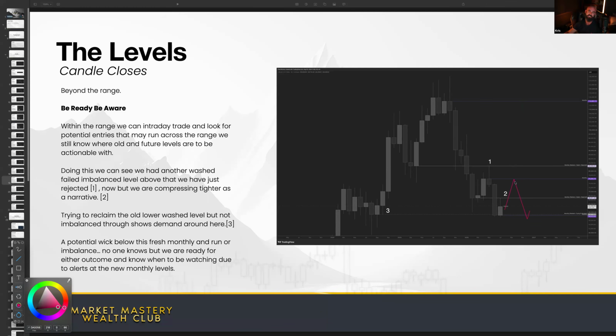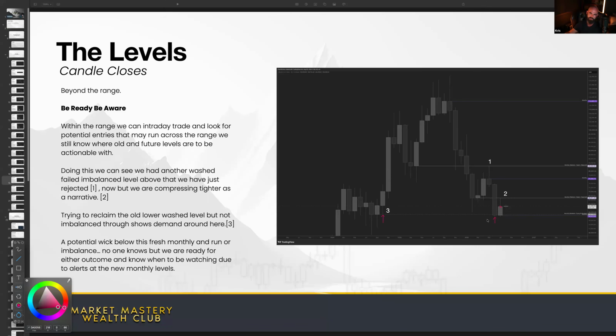You know? This is where we're just starting to look at where we're getting compression. So trying to reclaim the older low wash level, but not imbalanced through, shows demand around here. Okay, so remember we talked about this was the example we used earlier on, that we bounced off this low down through here on the monthly. And then we're talking about that point of control that was in here. We'll talk about it after. But see, it's washed, and I'm not really big on getting washed. It closed below it. Generally, I don't love that.